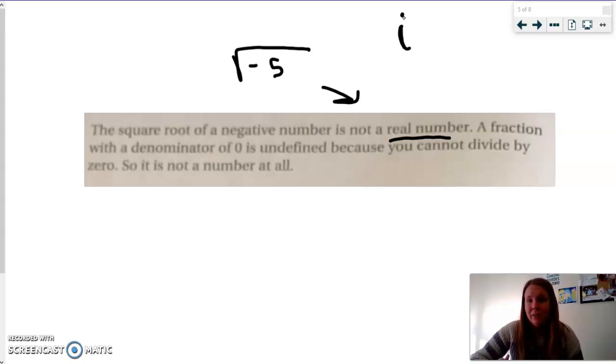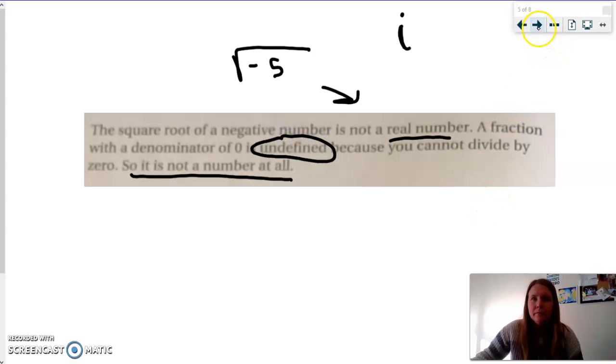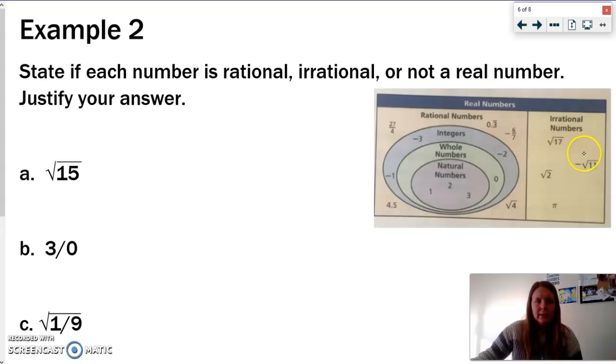A fraction with a denominator of 0 is undefined because you cannot divide by a 0. Remember, the fundamentals of dividing is that you're dividing into different groups. So if you had 5 cookies and you divide it by 0, you can't do that. Even if I had these 5 cookies, I'd have to still divide them by myself, so I'd at least have to divide by 1. So dividing by 0 also does not work. So it is not a number at all. It's just not even a number. A lot of times we call it undefined, is what we would say if you divide by 0.